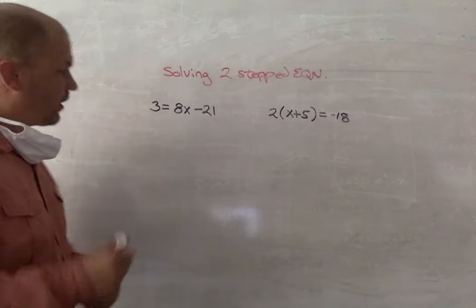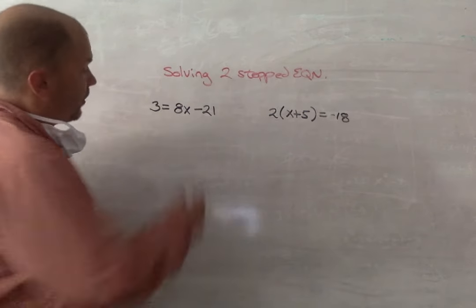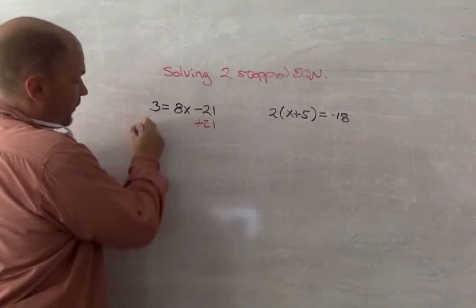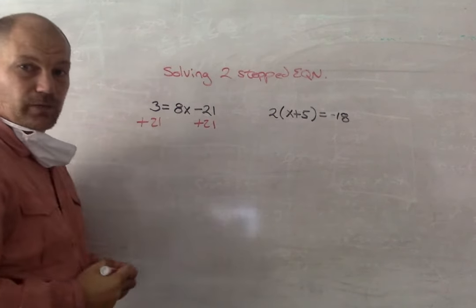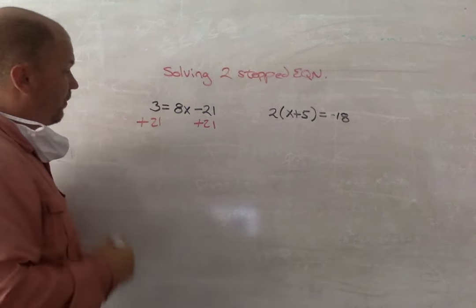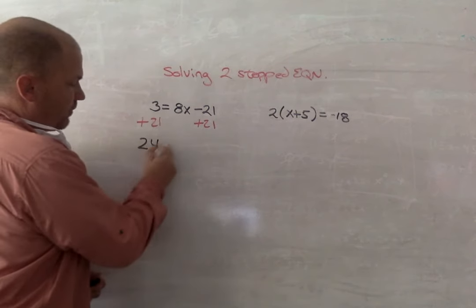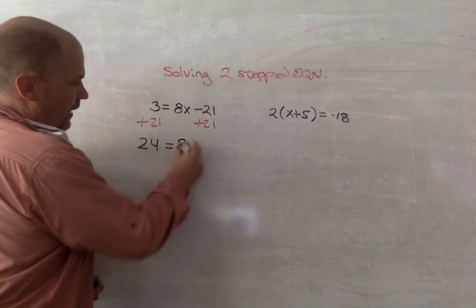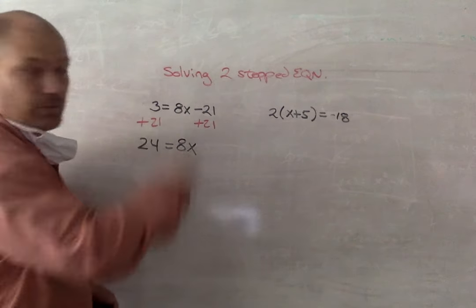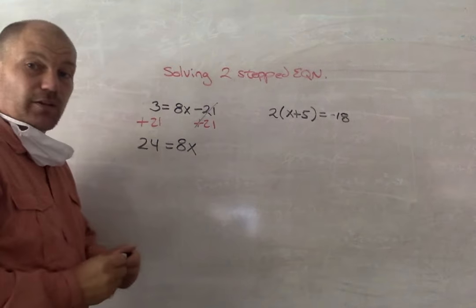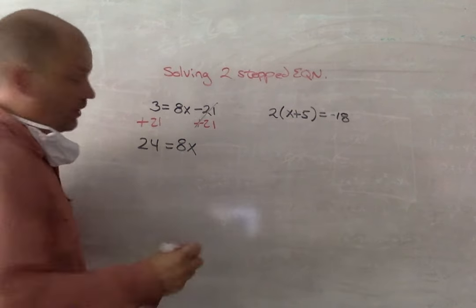So here's how we do that. We're going to undo the negative 21 by adding 21 to both sides, right? And then we do the math and we go 3 and 21 is 24, is 8x. Negative 21 plus 21, that's 0. That's done. So now we're down to the one-step equation, which we've practiced a lot at this point.